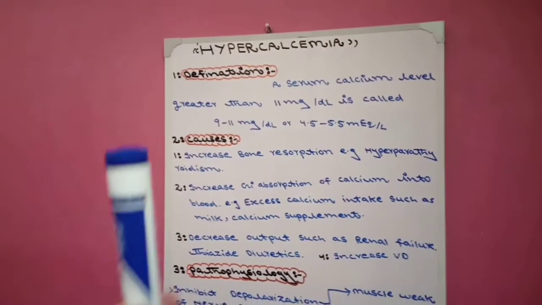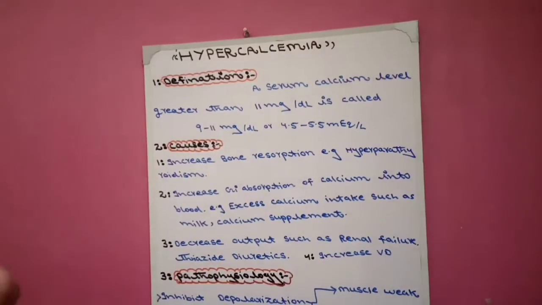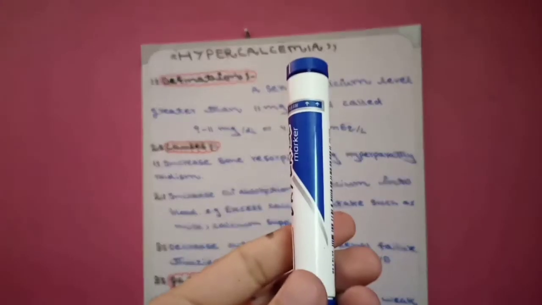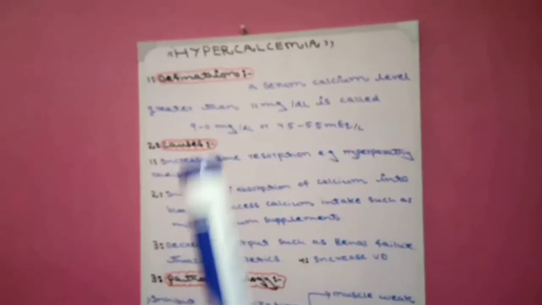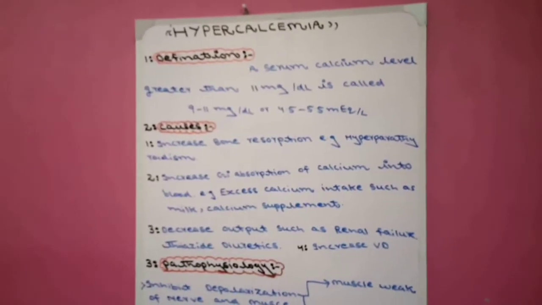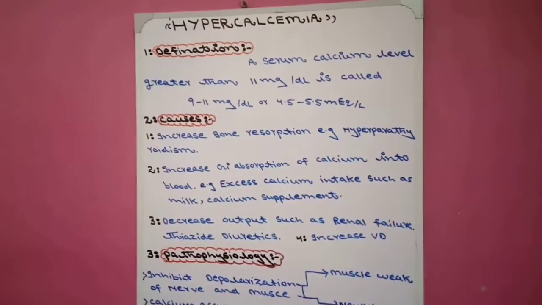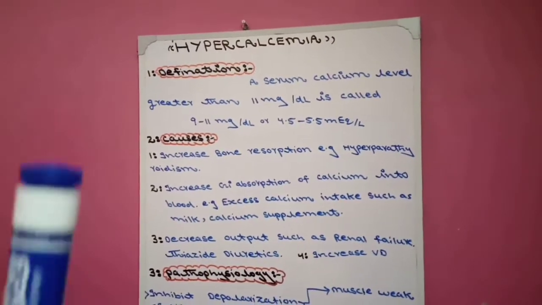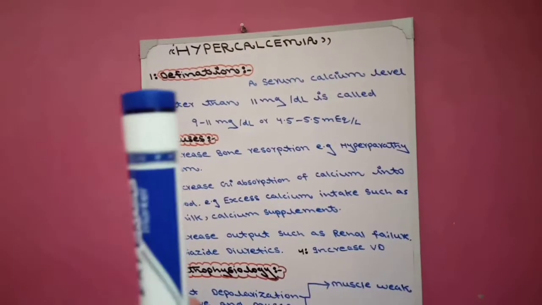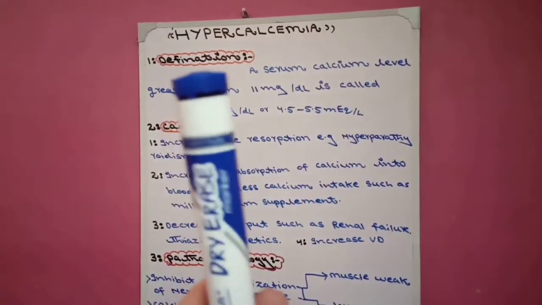Now today our topic is hypercalcemia. Hyper means increase, calcemia: calc means calcium, and emia means blood. So in our blood serum there will be increased concentration of calcium. In today's topic we will study definition, causes, pathophysiology, clinical features, investigation and management. First we start from the definition.